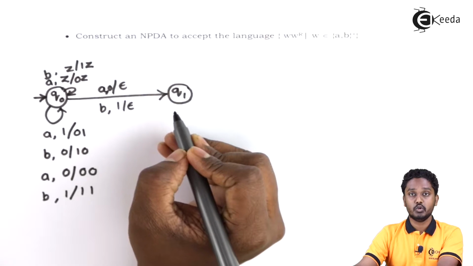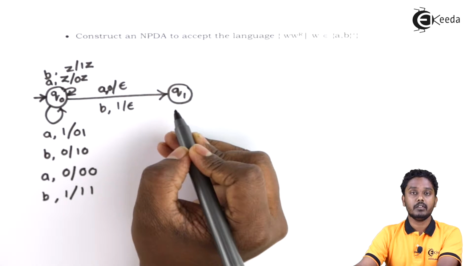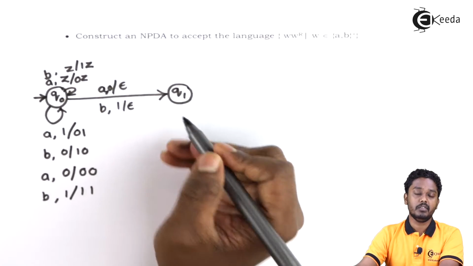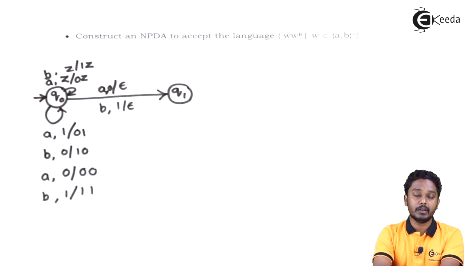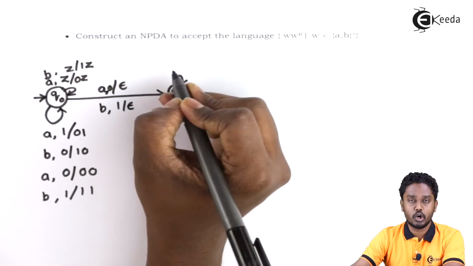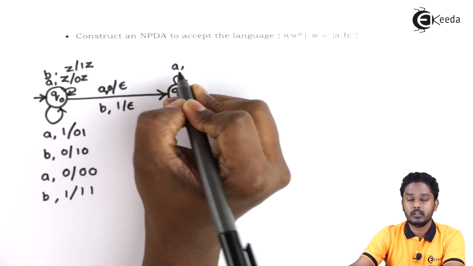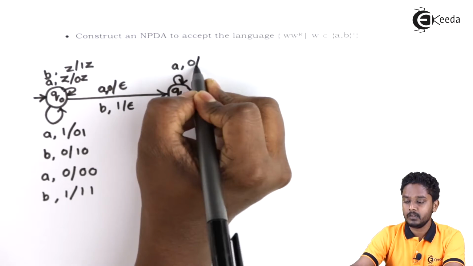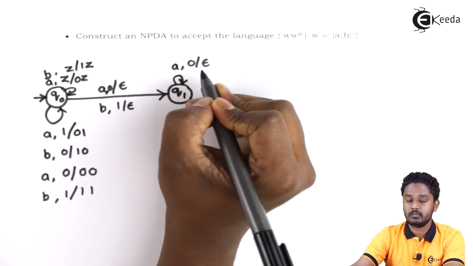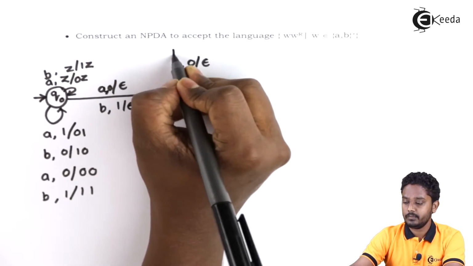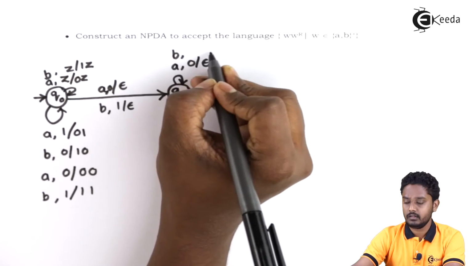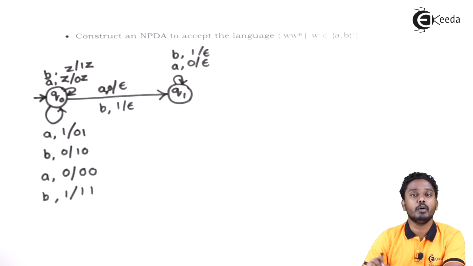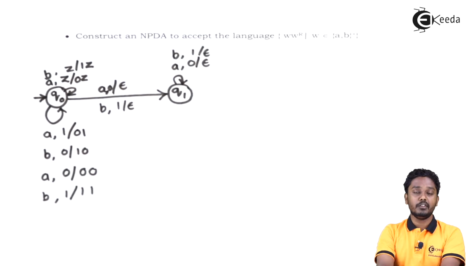Once we reach state Q1, we need to just make sure that we are matching the palindromes. That means we will be constantly popping off the element by comparing it with A's and B's. On an A with a 0, pop it off. On a B with a 1, pop it off. These are the only transitions after the half portion of the string.